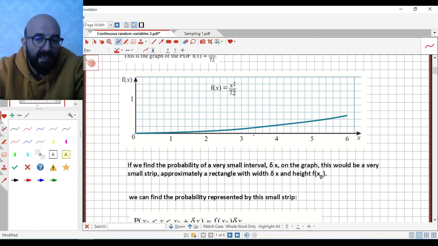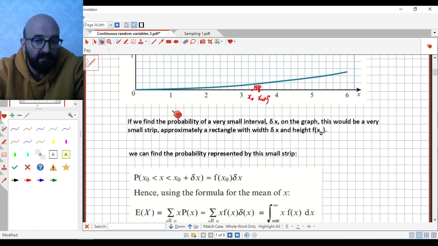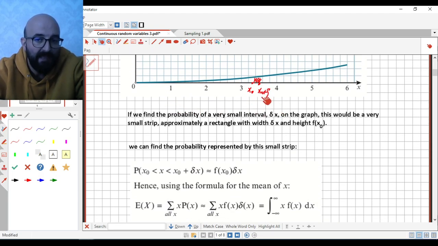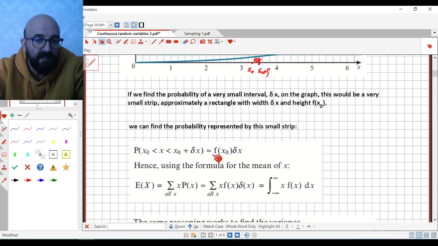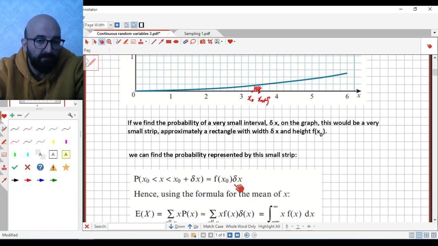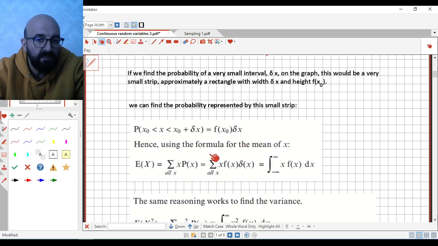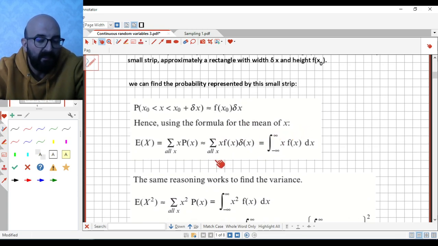So if we want the expectation, for example, we should take x0 and x0 plus delta x, like this, and we should compute this area, and this area gives us the expectation between x and x plus delta x. So this area is f(x0) multiplied by x dx. Hence, using the formula for the mean of x, the integration from negative infinity to positive infinity of x multiplied by f(x).